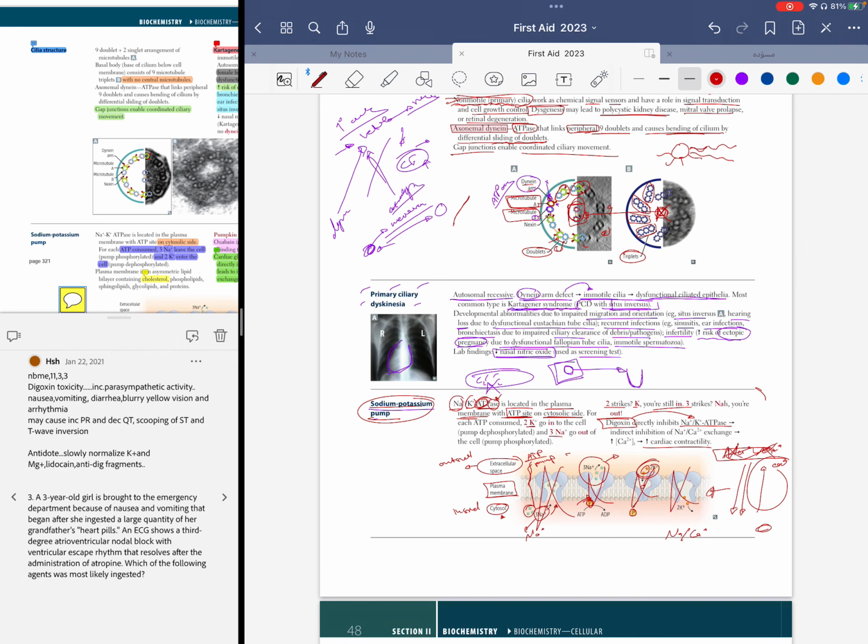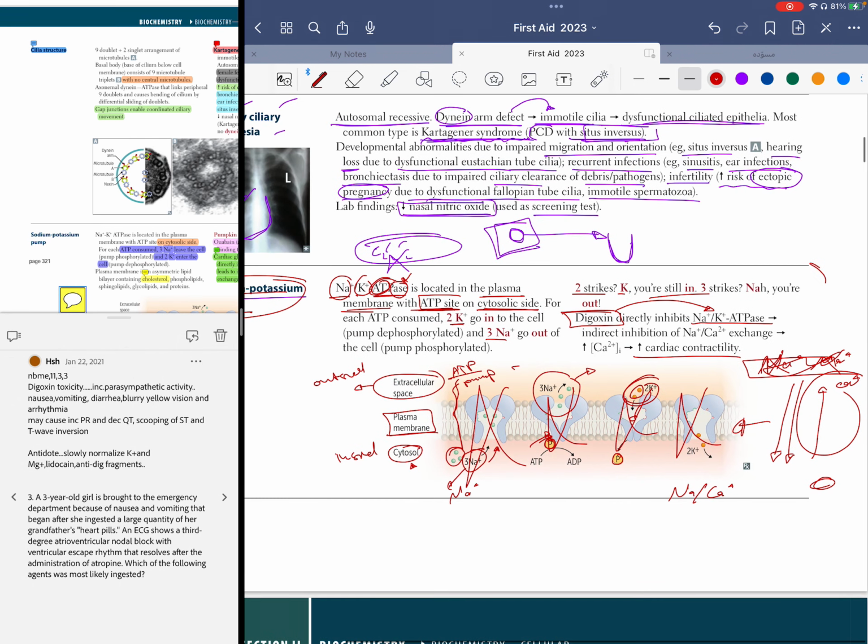So digoxin toxicity: if we have a problem with toxicity, a very high increase in the level of digoxin that's supposed to inhibit all of these pumps, it increases parasympathetic activity. Just like we said, it leads to increased cardiac contractility. So if it's in toxic amounts, then it leads to increased parasympathetic activity, causing nausea, vomiting, diarrhea, and blurry vision.